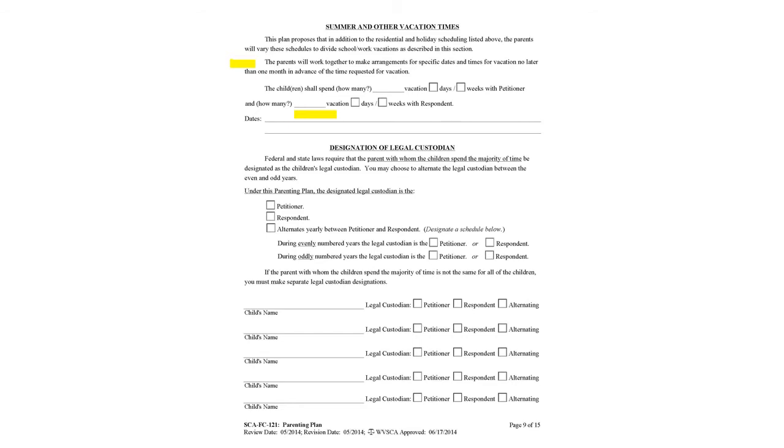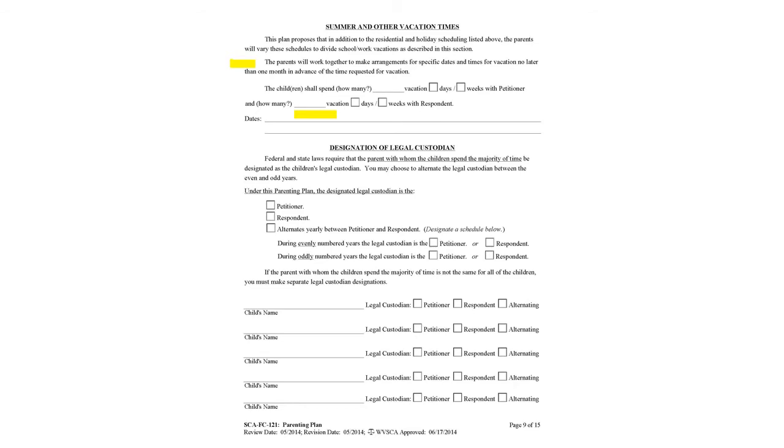Next, we move to the designation of legal custodian. Federal and state law require the parent with whom the children spend the majority of time to be designated as the children's legal custodian. This can have tax consequences. You should see a lawyer if you have questions.